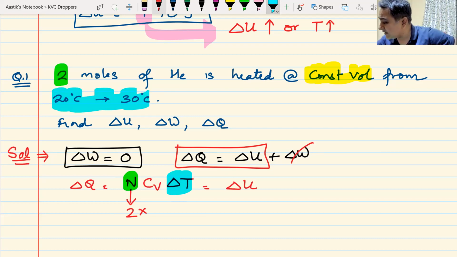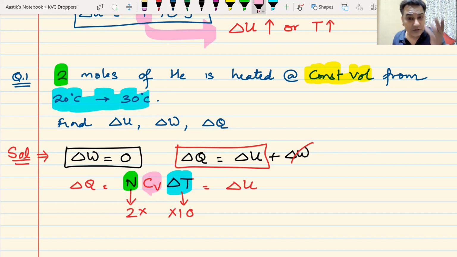Yes, the answer is 10. So we just put 10 here. The only thing is Cv, which I am coloring in my favorite color, pink. Cv, how do I get the value of Cv?